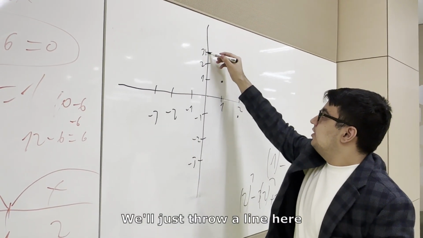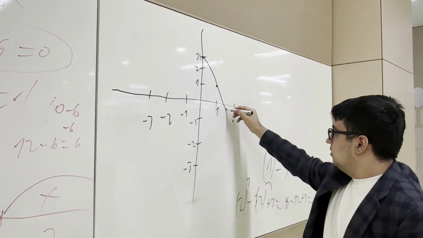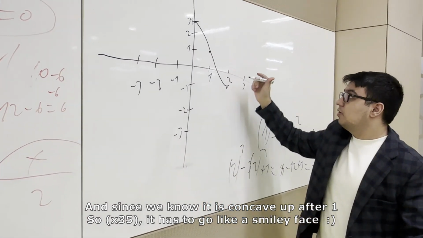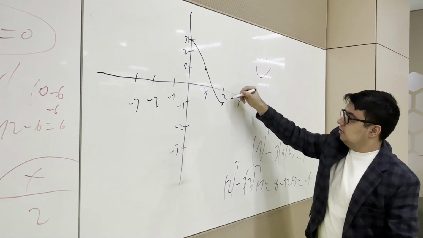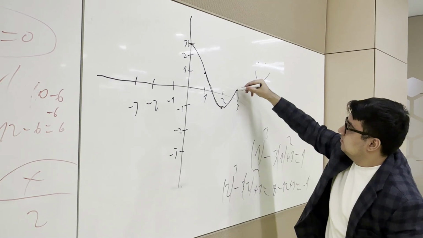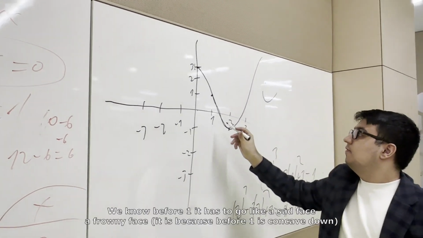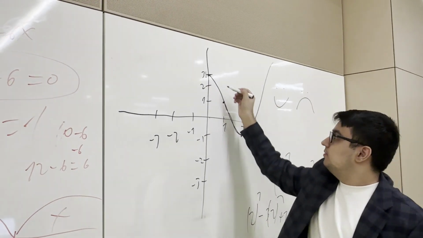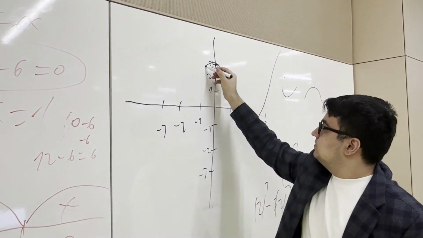So we'll draw a line here. Since we know it's concave up after 1, it has to go like a smiley face. So after 1 it has to go like a smiley face, something like this. And we know before 1 it has to go like a sad face, a frowning face. So it's going to be going down like this.